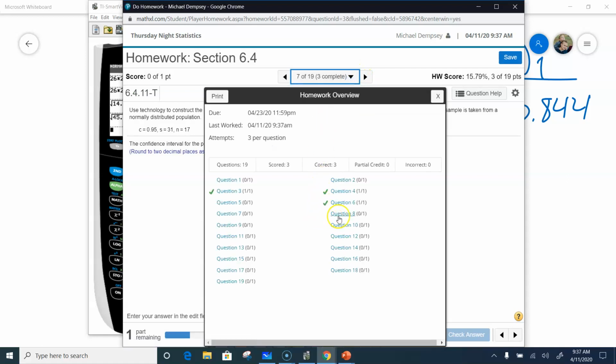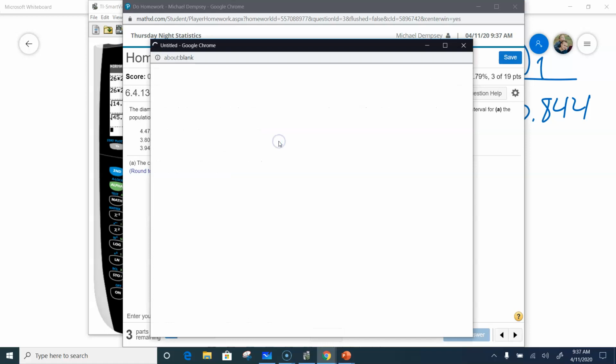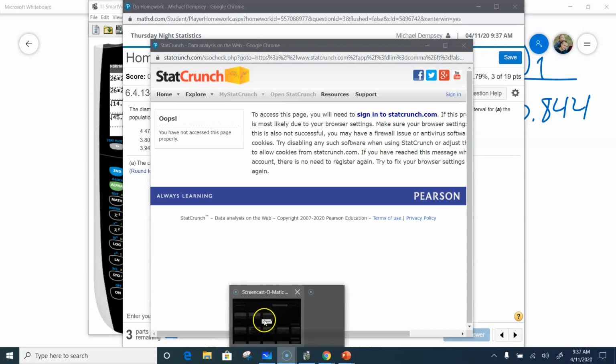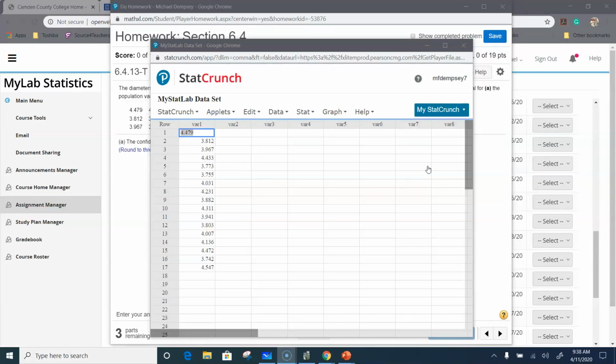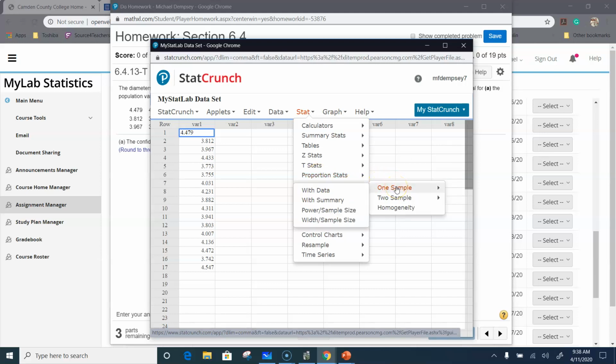Alright, so let's look at one more of those. Question 8. So the reason I wanted to do 8 is because they give us the actual numbers, and we can't put them in our calculator. Like I've been suggesting with these homework problems, is to go ahead and open this up in StatCrunch. Oops. StatCrunch not cooperating with me. Okay, so that time StatCrunch decided to cooperate with me. So under the stat button here, we have our proportion stats, variance stats, right? This is what we're working with right now. We have a 1 sample, and we want a confidence interval for the variance.